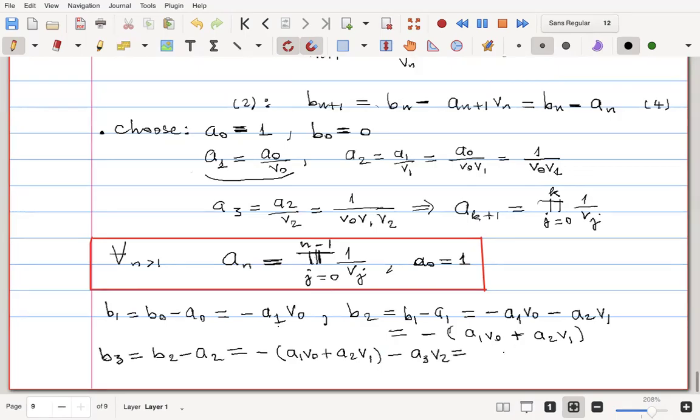A3V2, which is negative. Now I can write the sum. So we have A1V0 plus A2V1 plus A3V2. So now we can see the pattern.